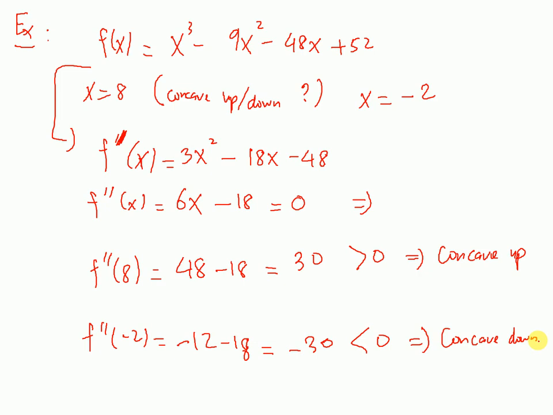Now let's try another example. They want us to graph the function f, and this function has the following features. The first one is that we have critical points when x equals 2 and when x equals 5.